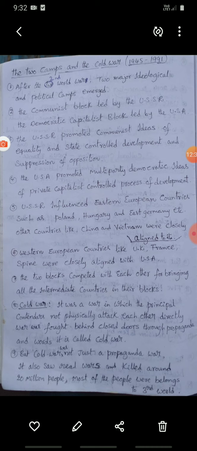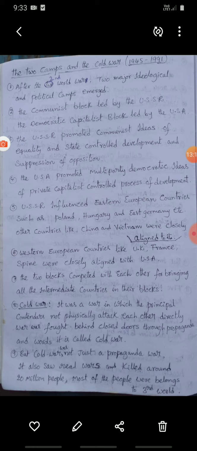After the Second World War, two major ideologies formed into different political camps. USA and USSR emerged as powerful countries with different political and economic ideologies. The communist bloc was led by USSR, and the democratic capitalist bloc was led by USA.